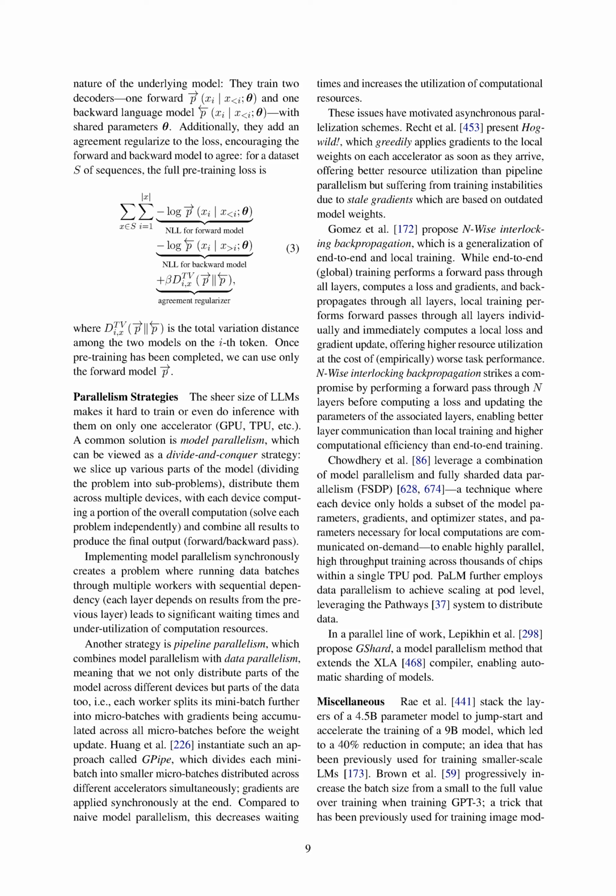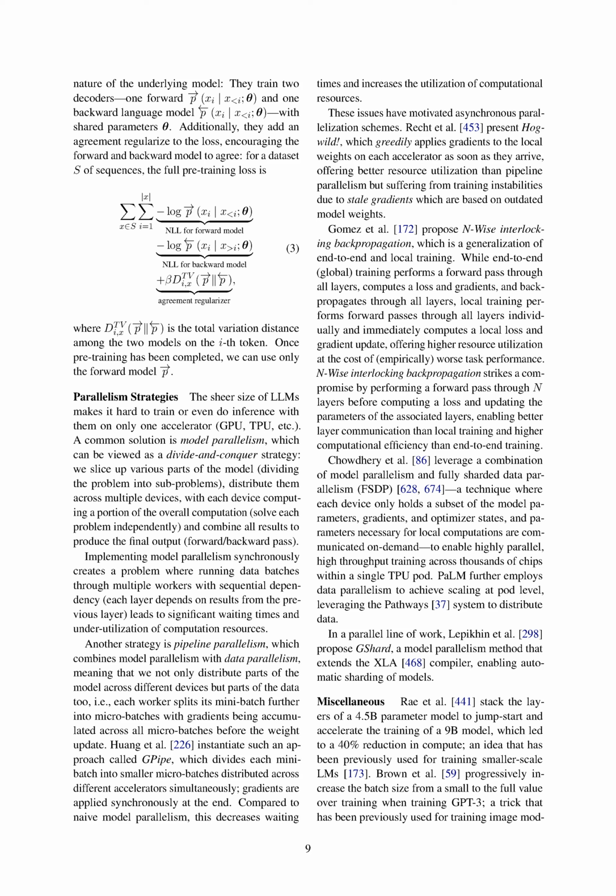N-wise interlocking backpropagation strikes a balance by performing a forward pass through N layers before computing a loss and updating the parameters of the associated layers. This approach provides better layer communication than local training and higher computational efficiency than end-to-end training. There's also a strategy that leverages a combination of model parallelism and fully sharded data parallelism, FSDP.